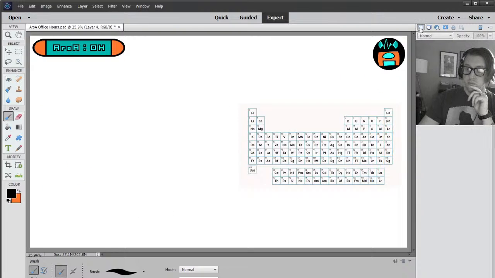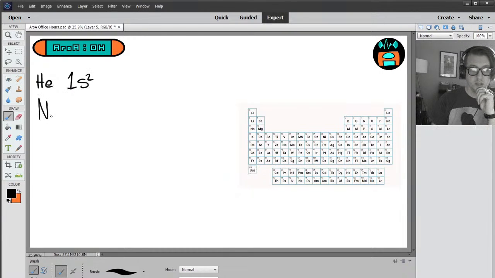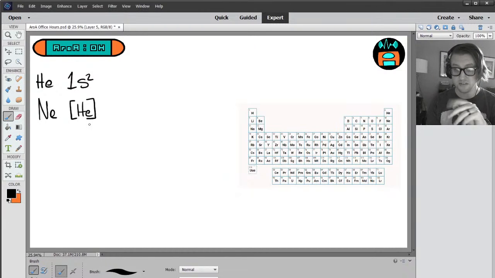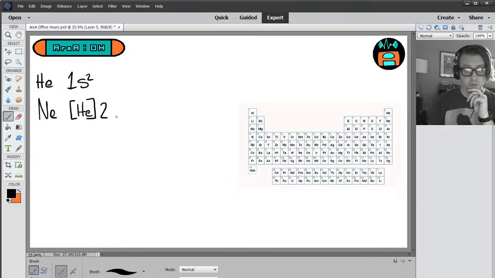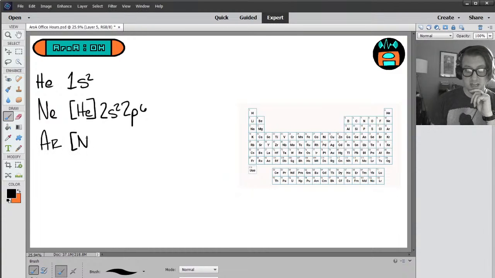So when you look at the noble gases, let's look at helium. If we wrote out the electron configuration for helium, it would be 1s2. Neon has helium as its noble gas abbreviation, its nearest noble gas with fewer electrons. Neon is 2s2 2p6. Argon has neon for its noble gas abbreviation. It is 3s2 3p6.